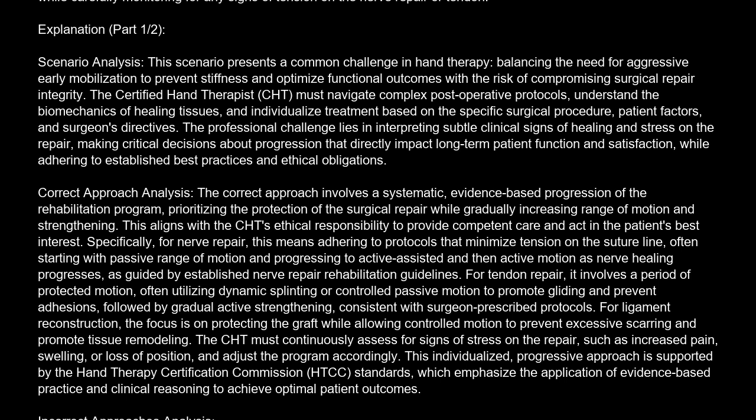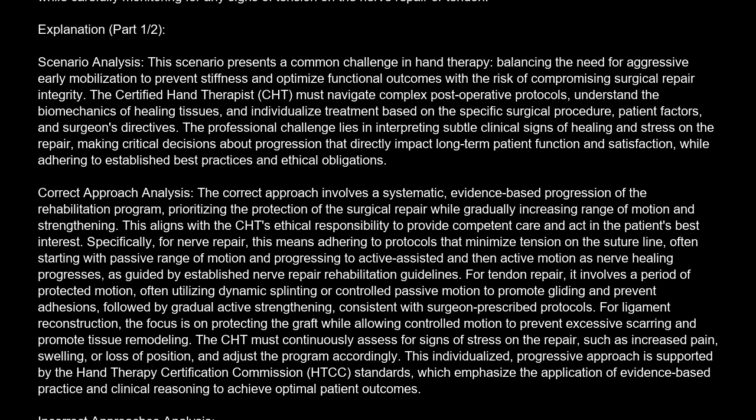Correct approach analysis. The correct approach involves a systematic, evidence-based progression of the rehabilitation program, prioritizing the protection of the surgical repair while gradually increasing range of motion and strengthening. This aligns with the CHT's ethical responsibility to provide competent care and act in the patient's best interest. Specifically, for nerve repair, this means adhering to protocols that minimize tension on the suture line, often starting with passive range of motion and progressing to active-assisted, and then active motion as nerve healing progresses, as guided by established nerve repair rehabilitation guidelines.